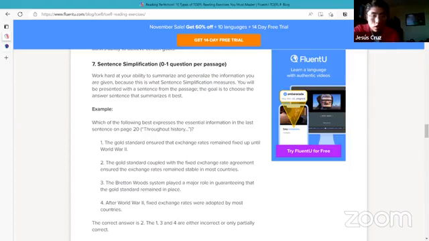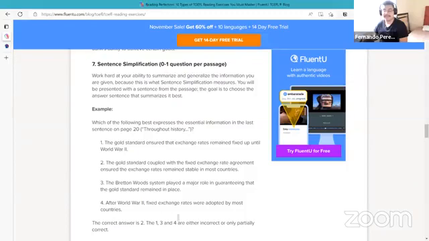1. The gold standard ensured that the exchange rates remain fixed up until World War II. 2. The gold standard coupled with a fixed exchange rate agreement ensured that exchange rates remain stable in most countries. 3. The Bretton Woods systems played a major role in guaranteeing that the gold standard remained in place. 4. After World War II, fixed exchange rates were adopted by most countries. The correct answer is 2. The 1, 3, and 4 are either incorrect or only partially correct.